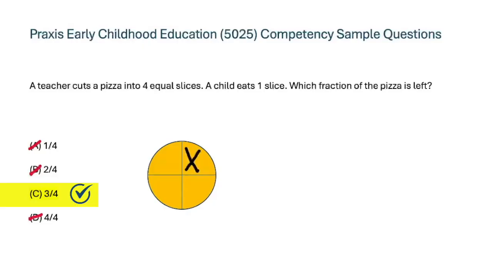So the correct option here would be C, 3/4. If 1 slice out of 4 is eaten, 3 remain. That's 3 out of 4, or 3/4.